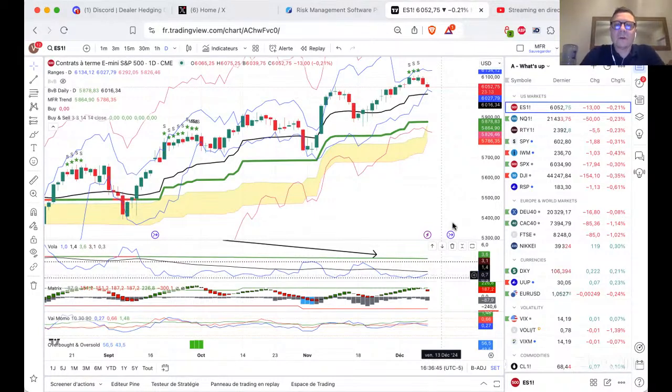What I'm watching now, and again, there is a high chance I'm not going to take the trade, is tomorrow and the day after tomorrow, to see if we're going to break the low of the range when we have a sell-off, like here in September, or if we're going to hold the low of the range, like in October.